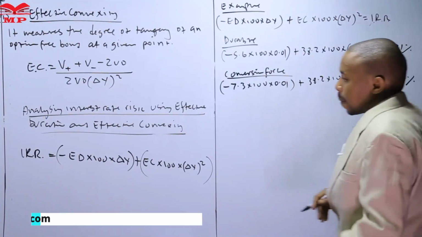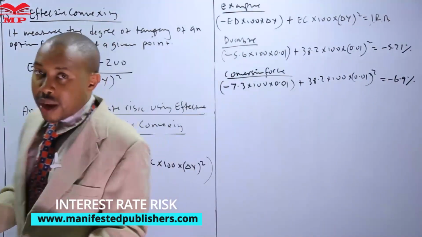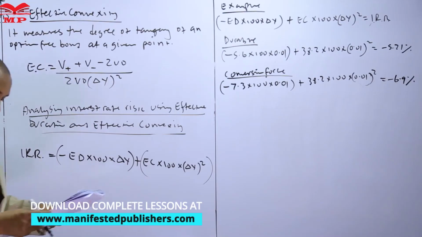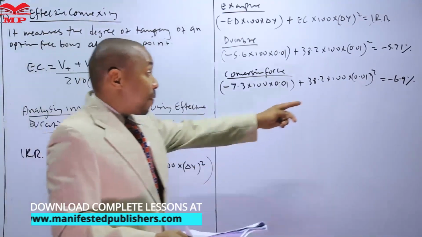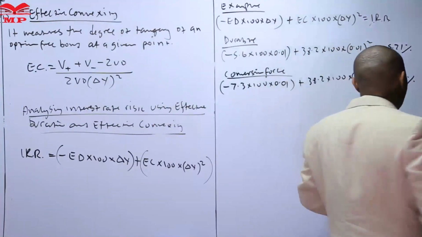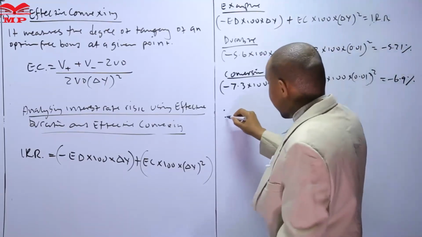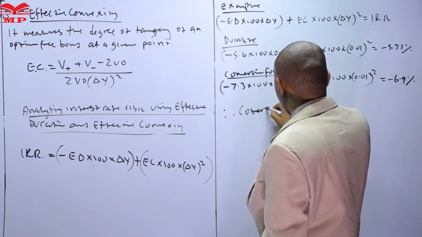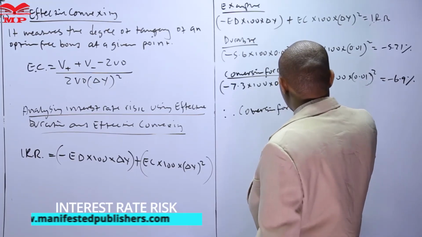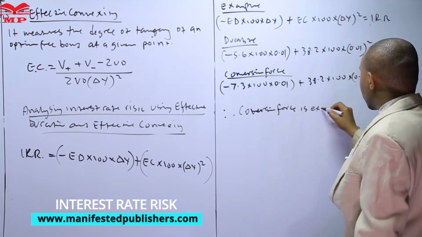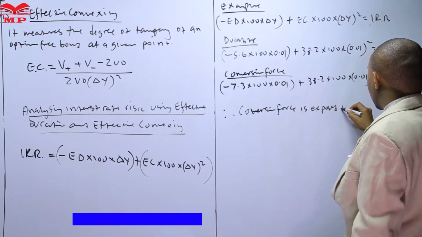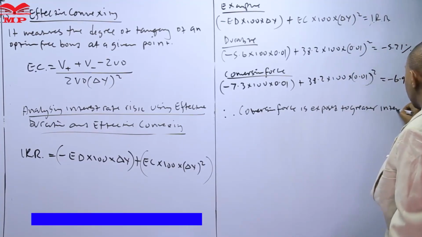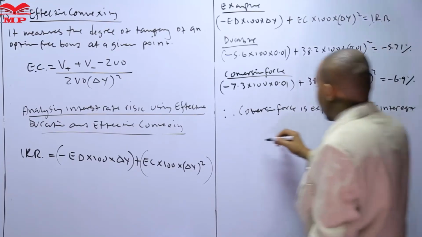Now from that, we can identify the one which is exposed to greater interest rate risk. The one with the greater value right here is exposed to greater interest rate risk. So we say, therefore, conversion force is exposed to greater interest rate risk.